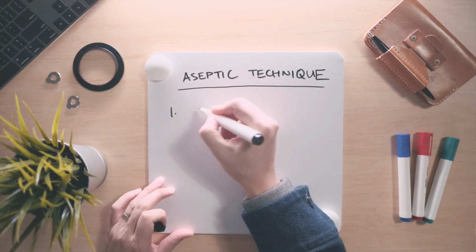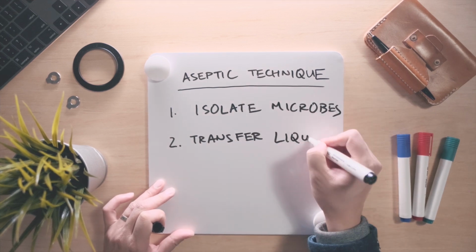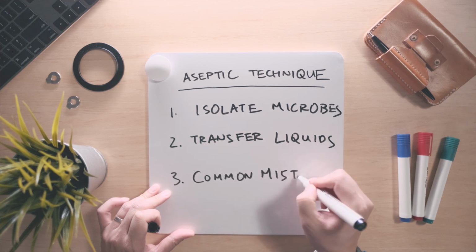Biological organisms are constantly interacting with the environment around them. Aseptic technique is how scientists prevent contamination and the spread of pathogens. And we will cover its use in isolating microbes, transferring biological liquids, and how to avoid some common mistakes.